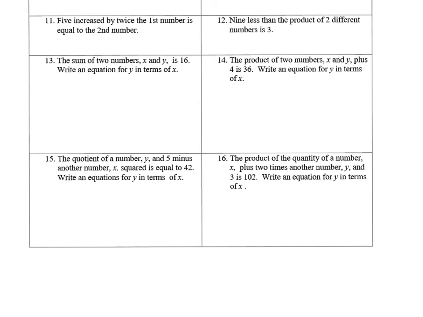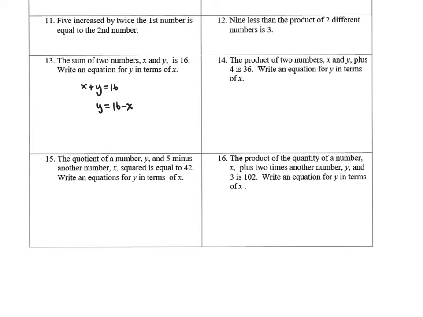Okay, number 13. The sum of two numbers, x and y, so we're explicitly told to use x and y, and the term sum means addition, is 16. Write an equation for y in terms of x. So y in terms of x means I want to isolate y and have x represent its independent variable. So I'm just going to go ahead and subtract x. So y is equivalent to 16 minus x. So that is y in terms of x.